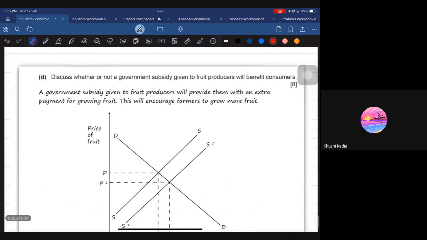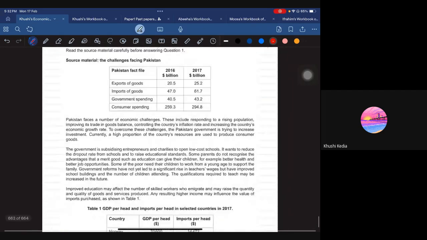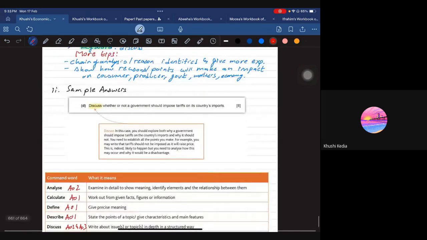Okay, so Kushi, we'll do this question in the next class and we'll study it. And then we will also study about paper two in the next class, is it okay? Yes, sir. Paper two, section A, right?